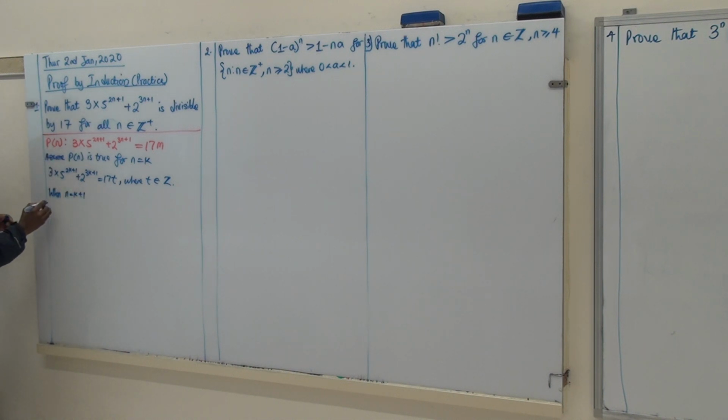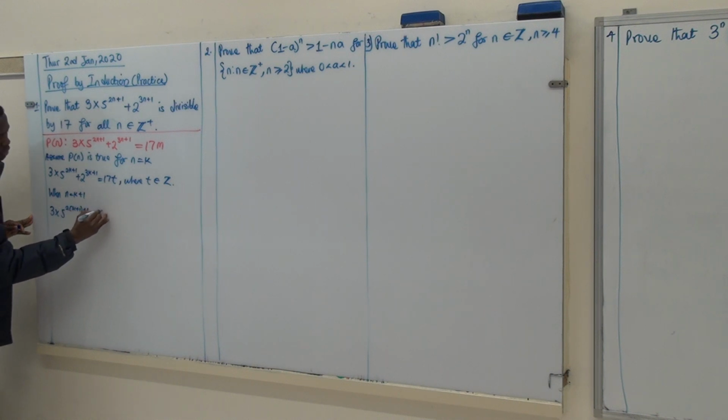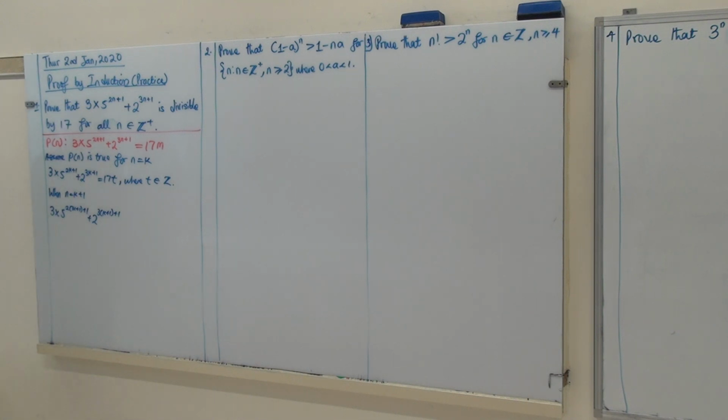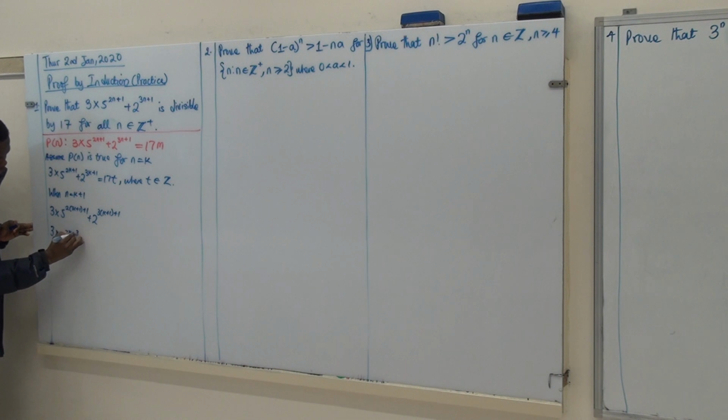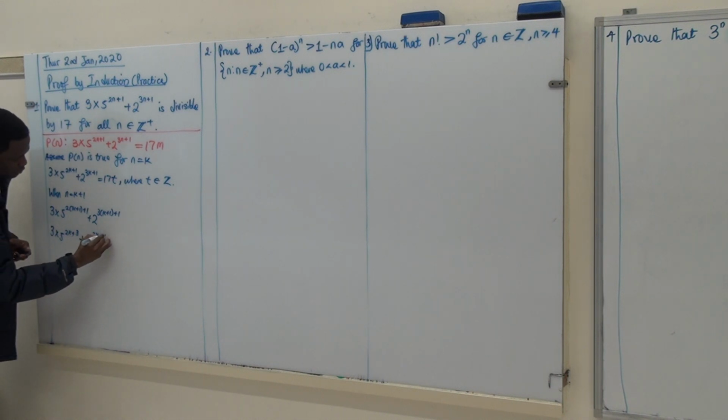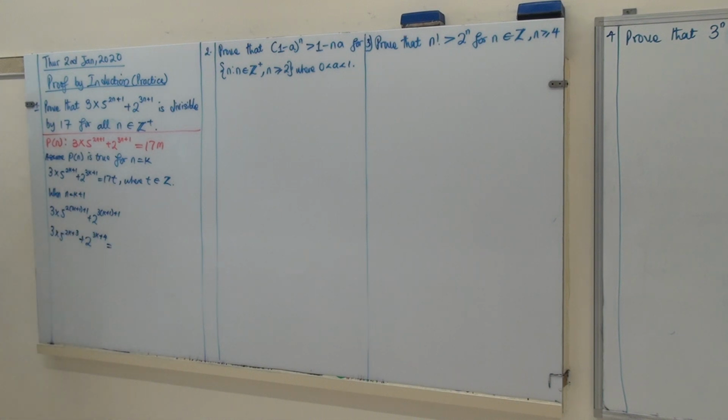So when n is k plus 1, let's see if we can make sense of that. When n is k plus 1, we're going to have 3 times 5^(2(k+1)+1) plus 2^(3(k+1)+1). Yes? Okay, so this is definitely 3 times 5^(2k+3). Is that 2k plus 3? And this is 2^(3k+4). Yes?